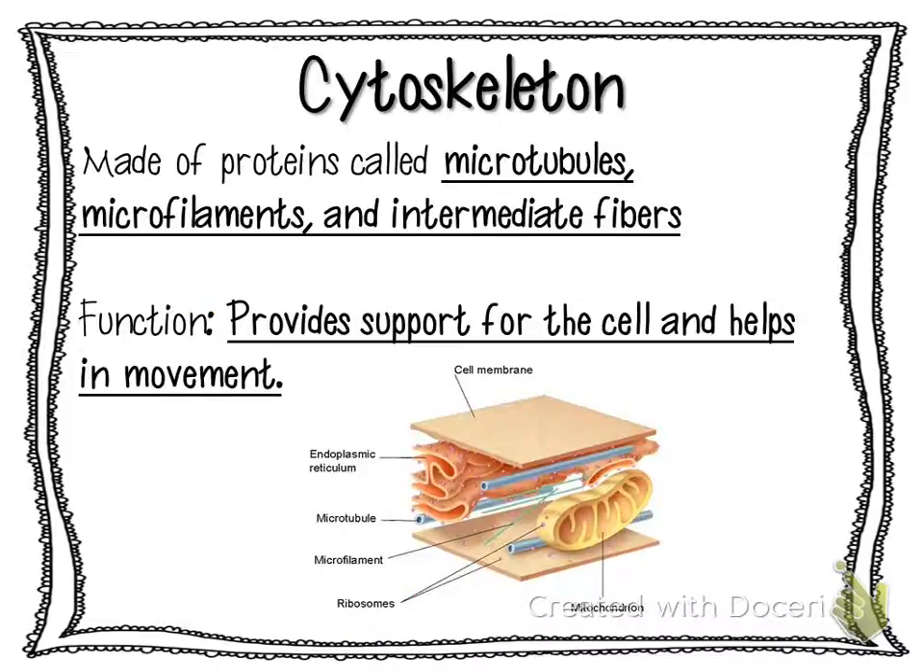Next, we're going to discuss the cytoskeleton. The cytoskeleton is made of proteins called microtubules, microfilaments, and intermediate fibers. The cytoskeleton is like the beams inside of a building. It's going to hold the cell up and give it its shape and structure. So it provides support for the cell and helps it to also move because it's going to allow the cell to constrict or expand and wiggle its way along through its environment.